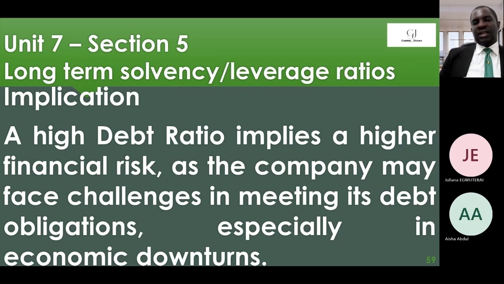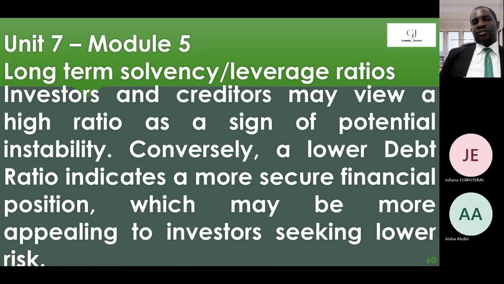What is the implication? A high debt ratio implies a higher financial risk, as the company may face challenges in meeting debt obligations, especially in an economic downturn. So where we have debt ratios above 70, 80, 90, it will be challenging, because you may need to sell off some of your assets to pay liabilities if it becomes tough for the company, and you don't want that situation. So during economic downturns, high debt ratios, especially for some industries, are not advisable. Investors and creditors may view a high ratio as a sign of potential instability.